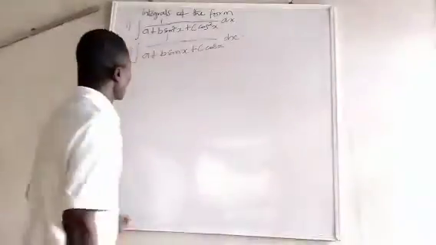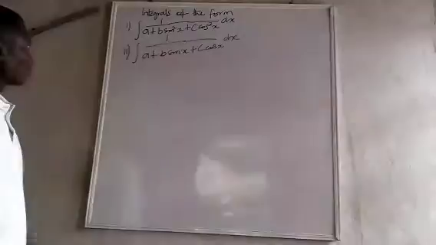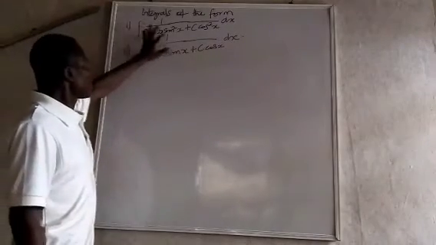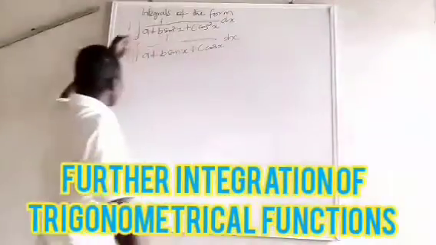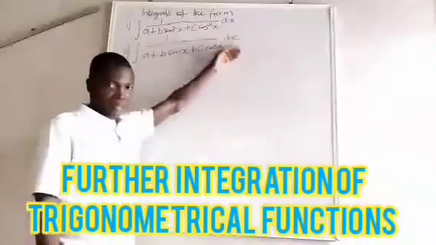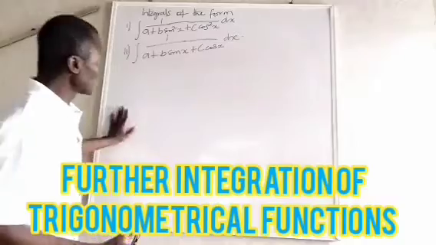Today, we still continue integration. And the integration we are going to work on is 1 over a plus b sine square x plus c cos square x dx. And the second one will be 1 over a plus b sine x plus c cos x dx. These are very simple to do. But why are we treating them specially?